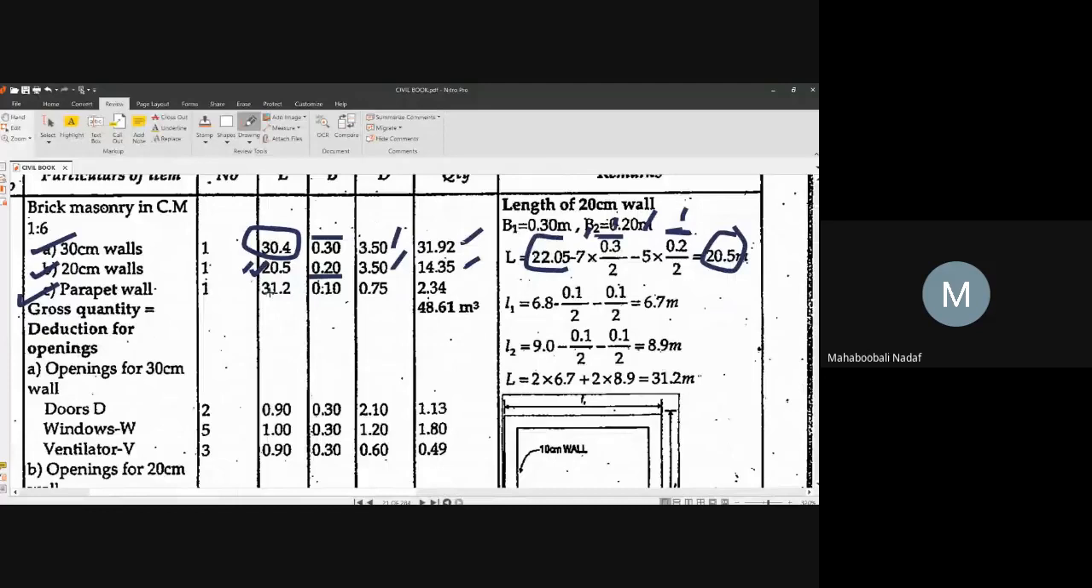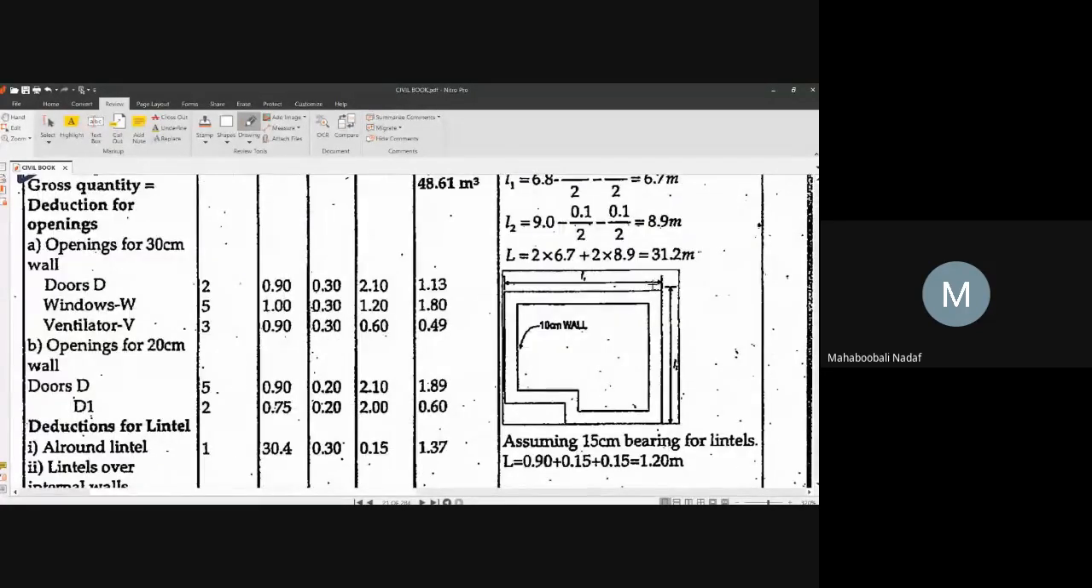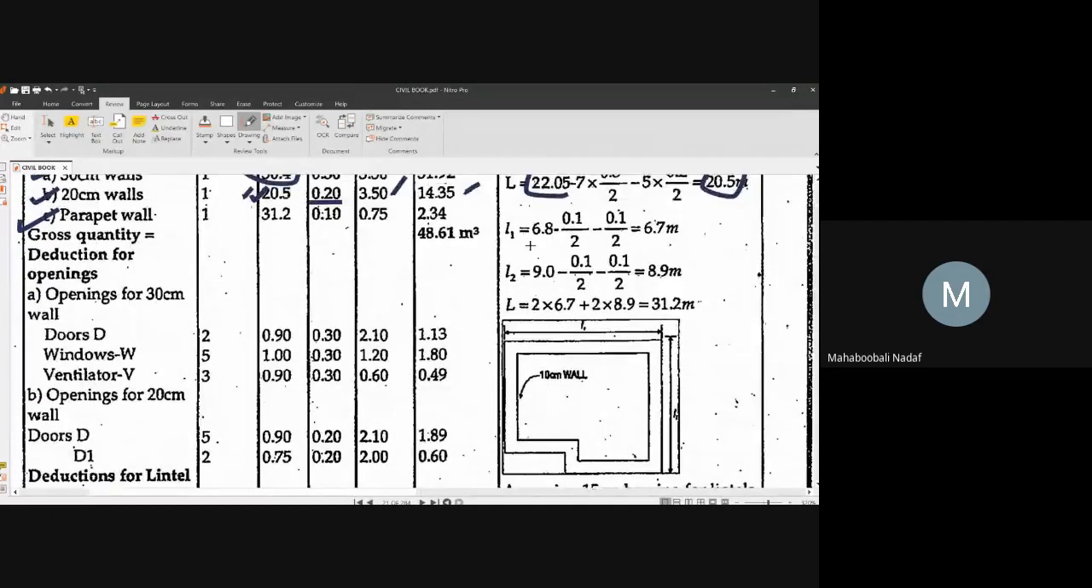Now parapet wall, how is that done? Total circumference of the parapet wall is 2 times L1, L2. Now here, what is this 6.8? L1 is outside to outside, correct? Yes, sir. This L2 is also outside to outside. Yes or no? Yes, sir.